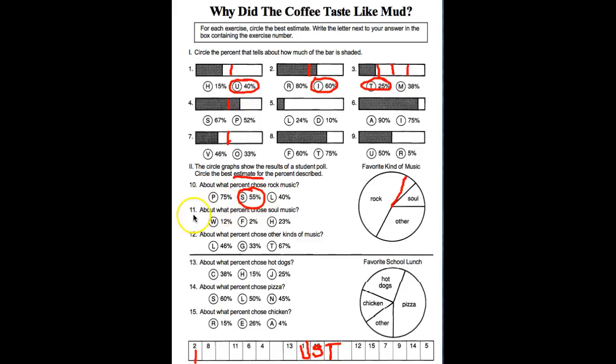S. Okay. About what percent chose soul music? Here's soul music. Okay. So if you're going to put a straight line here and cut it in half, that'd be a fourth. So it's about half of a fourth. So the only one that would work is 12. Okay. So for number 11, you're going to put the letter W.